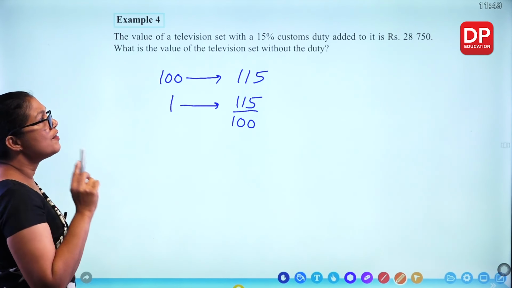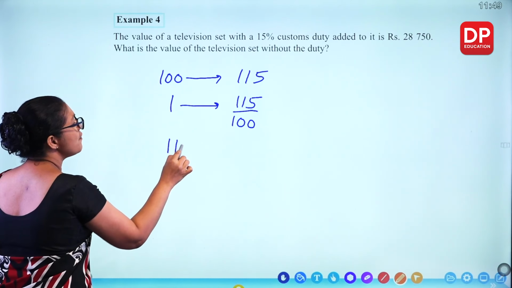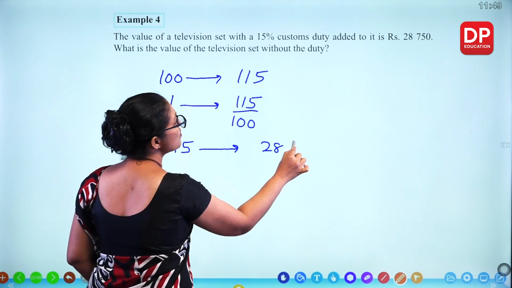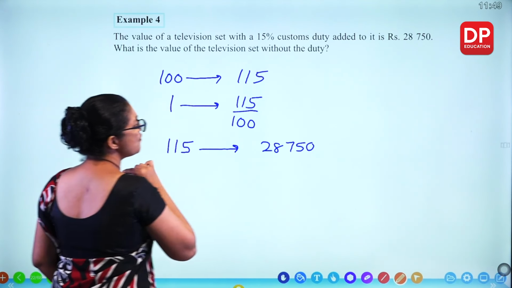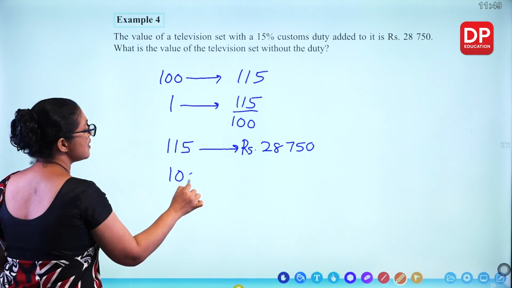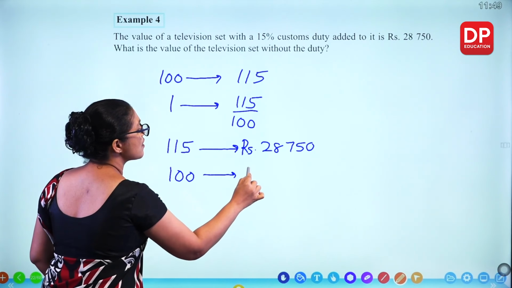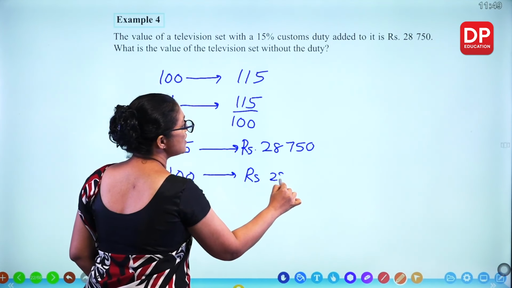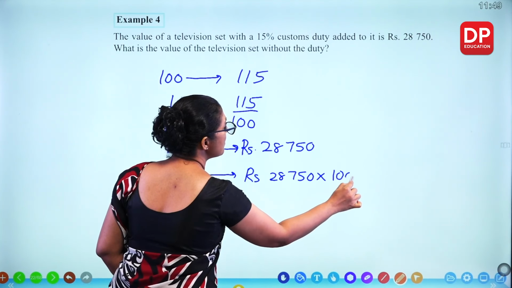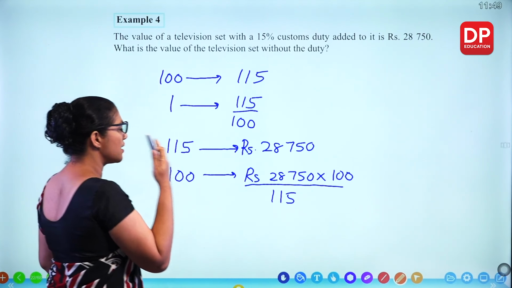Now look at the value. The value is with the tax. So that means 115 parts represent 28,750 rupees. So what's 100% parts? That's the value without tax. So you get 28,750 multiplied by 100 divided by 115.